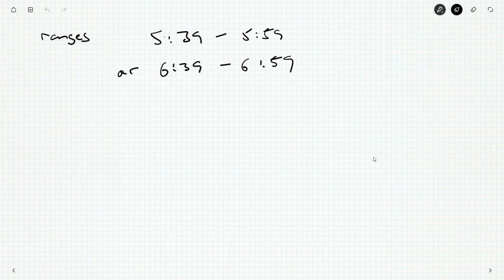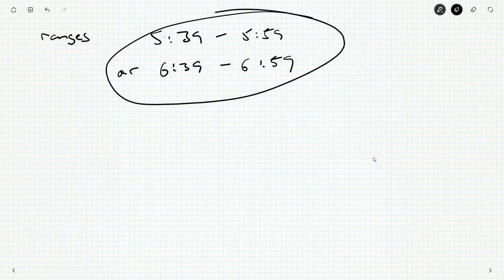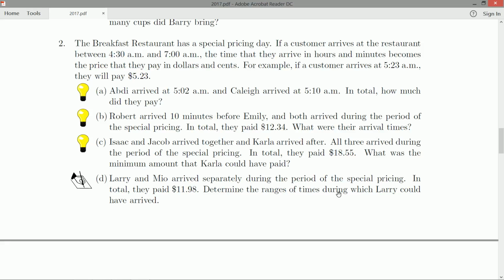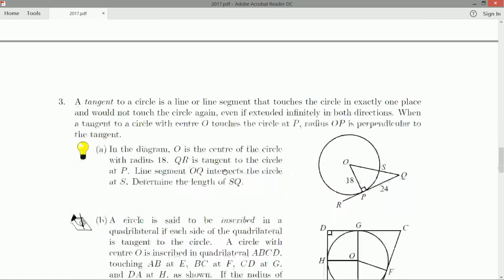And I think we could probably add a bit more explanation. I'm having trouble coming up with good sentences for this one, but there we go. And determine the ranges of times that Larry could have arrived. There it is. And I've got about as much explanation as I'm willing to put in for this one. And that wraps up question number 2.